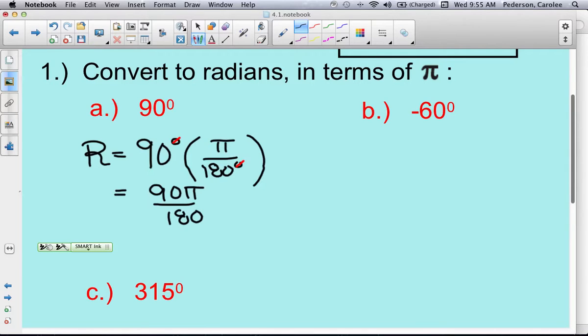And I reduce that fraction nicely. I can reduce the numerator and denominator by 90. So I get 1 pi over 2, or pi over 2. So 90 degrees in radian measure is pi over 2. Let's talk about -60 degrees. Let's convert that one.